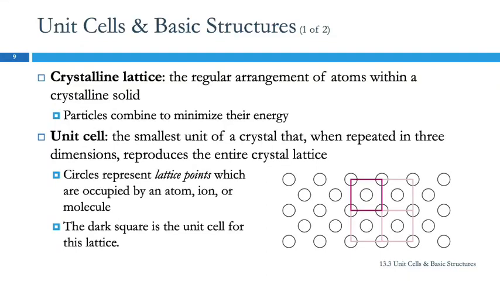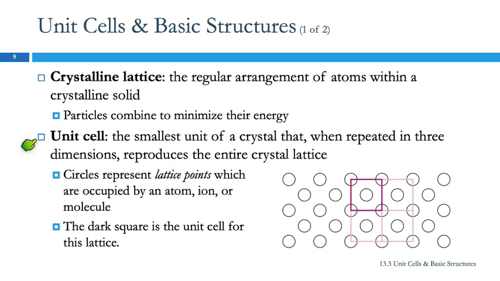Okay, now that we had a peek at how they figure out the structures, we're going to look at the structures themselves. So the crystalline lattice is the regular arrangement of atoms in a crystalline solid. And the particles are going to take on that arrangement because it lowers their potential energy. So here we could look at this two-dimensional representation, and each of these circles would represent the center of an atom or an ion, and that's the lattice.